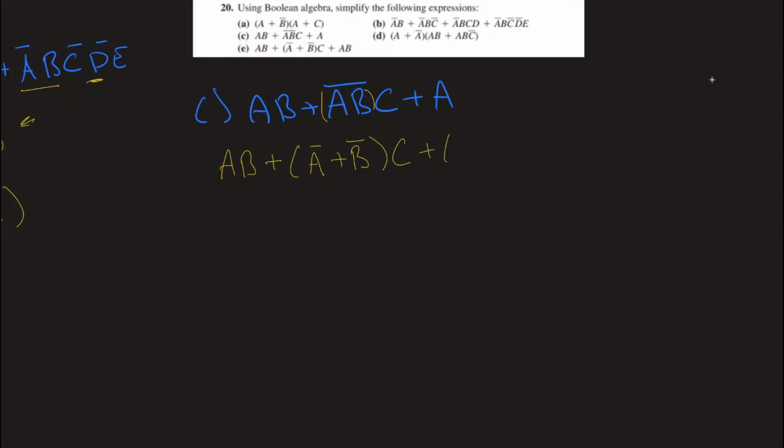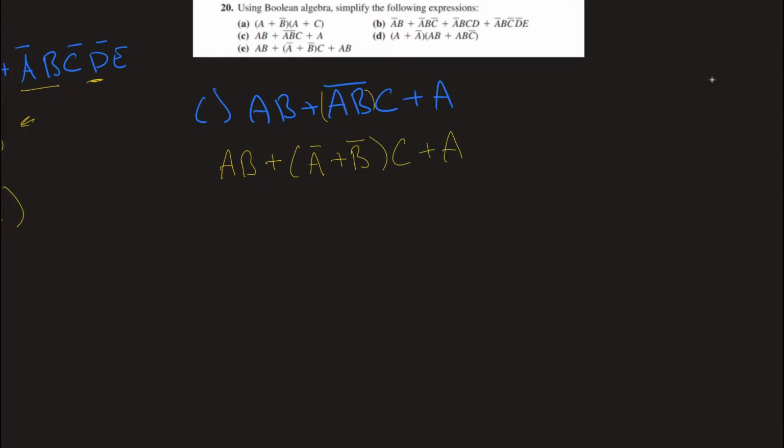Next up, we have C, which is AB or AB not C or A. So remember, our first step here is we always want to do De Morgan's. And so I'm going to do De Morgan on this first. And so if I do that, I have A, B, or, now notice that this De Morgan's is only over those two. And so that's going to leave me with A naught or B naught, C, or A.